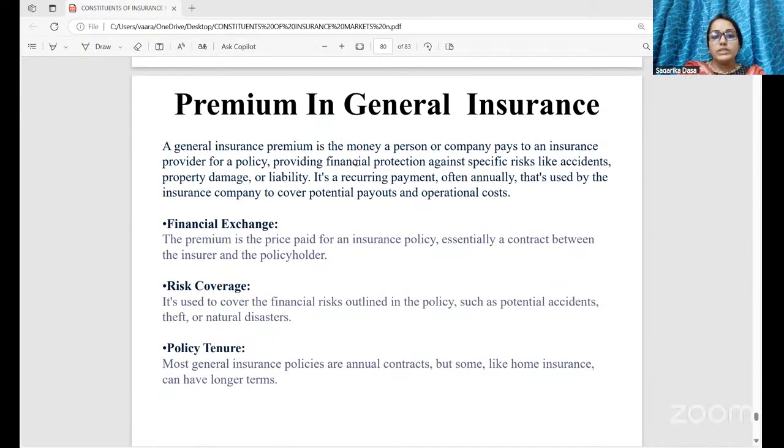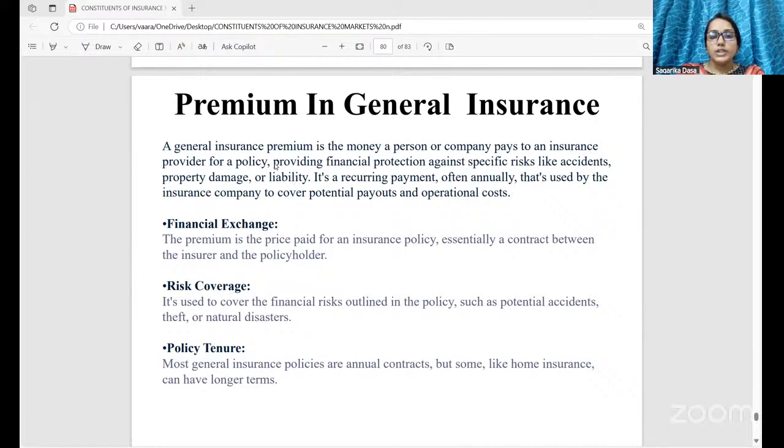Now, in the previous slides, we have seen premium for the life insurance policies. Now, let us see premium in general insurance policy. A general insurance premium is the money a person or a company pays to an insurance provider for the policy, providing financial protection against a specific risk like accidents, property damage, or liability.